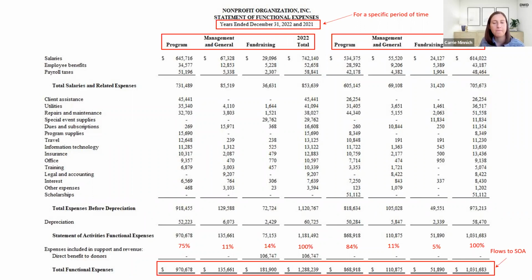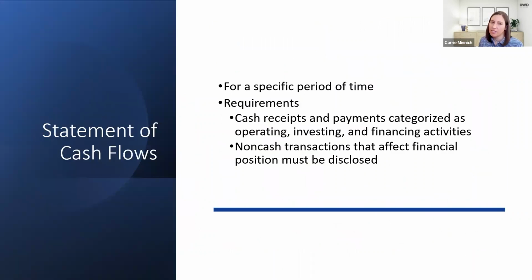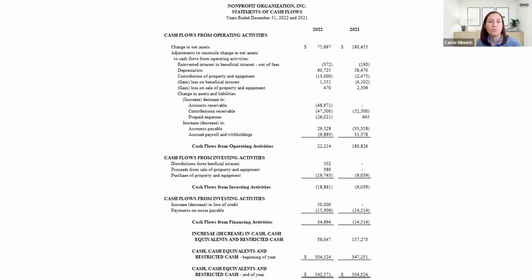The final statement is a statement of cash flows. I am not going to go into this one very much. I just want you to be aware that if you have audited or reviewed financial statements, you will probably see this statement of cash flows. If you have an internal financial statement, you probably will not have the statement of cash flows unless your accounting department is very advanced. This is what it looks like.